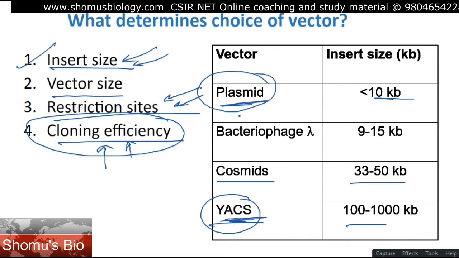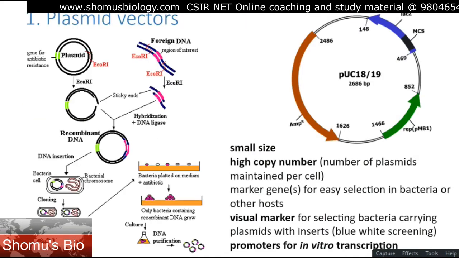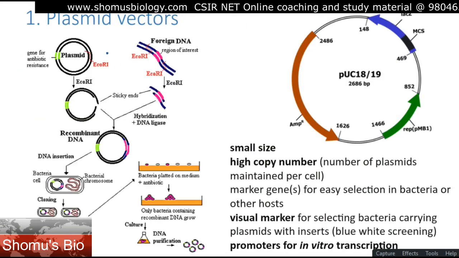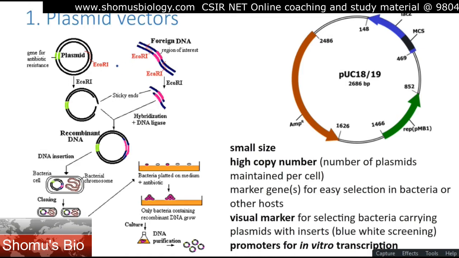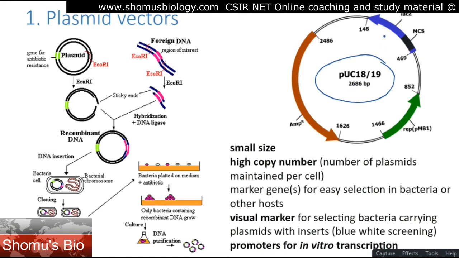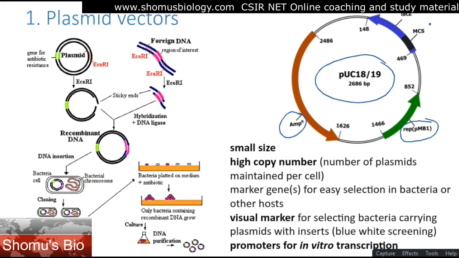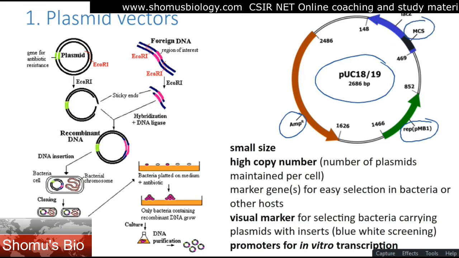But the biggest drawback of plasmids is the insert size. The insert size should be very small, in fact the smallest. That is a problem with the plasmid. Examples of plasmids are pUC18, pUC19, pBR. These are examples of different plasmids. In the case of pUC18 or 19, you can see they have the ampicillin resistance gene, a replication start site, as well as the multiple cloning site, or MCS. All these sequences are present.